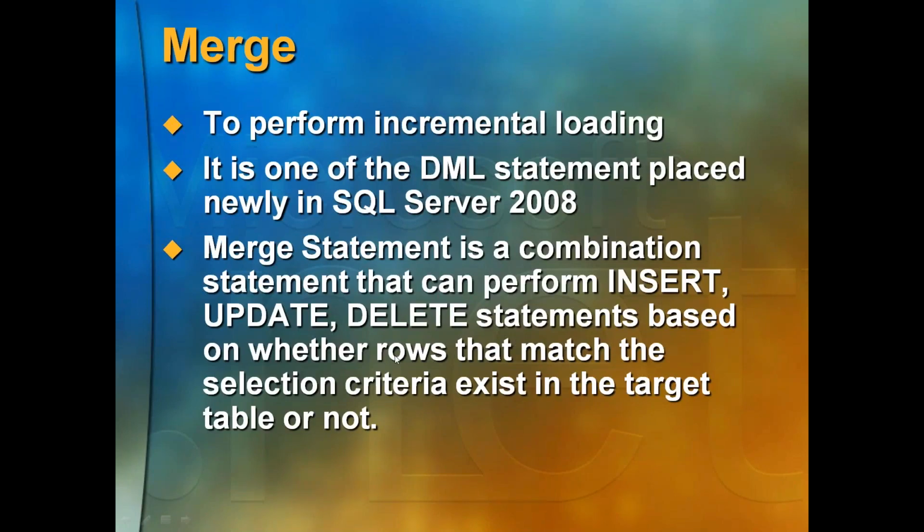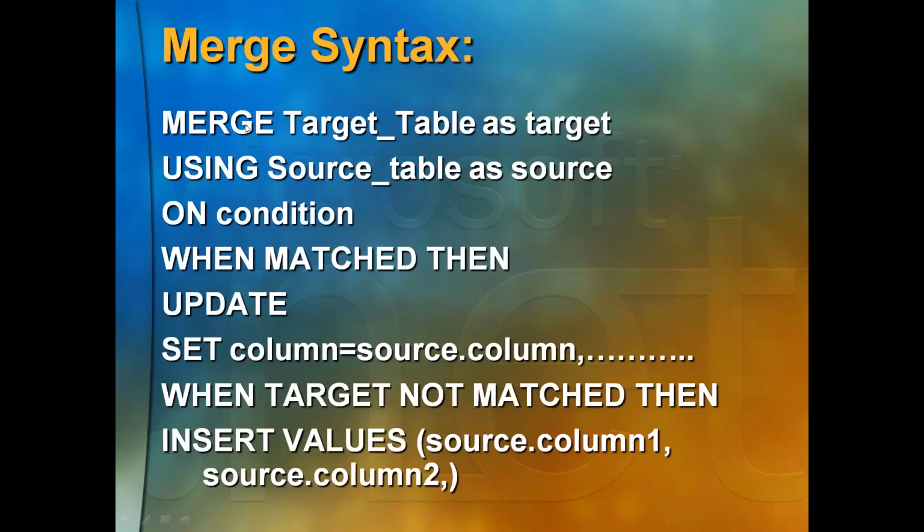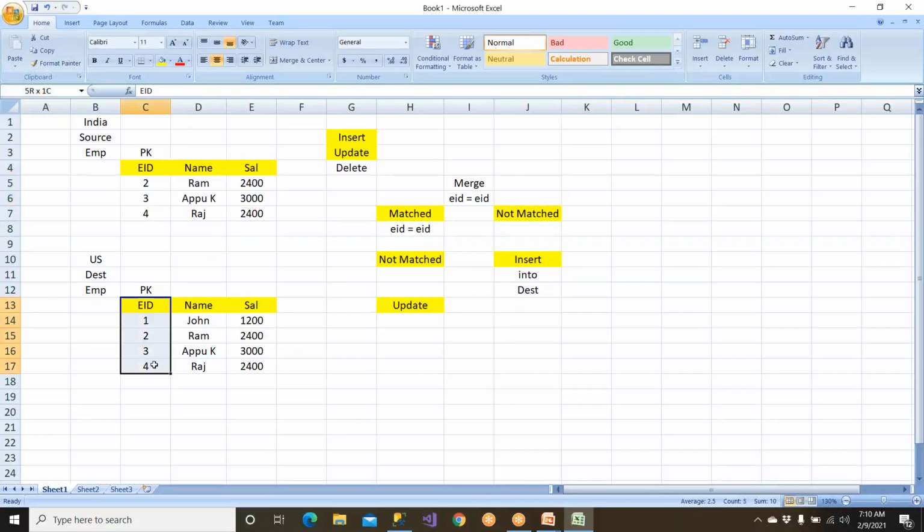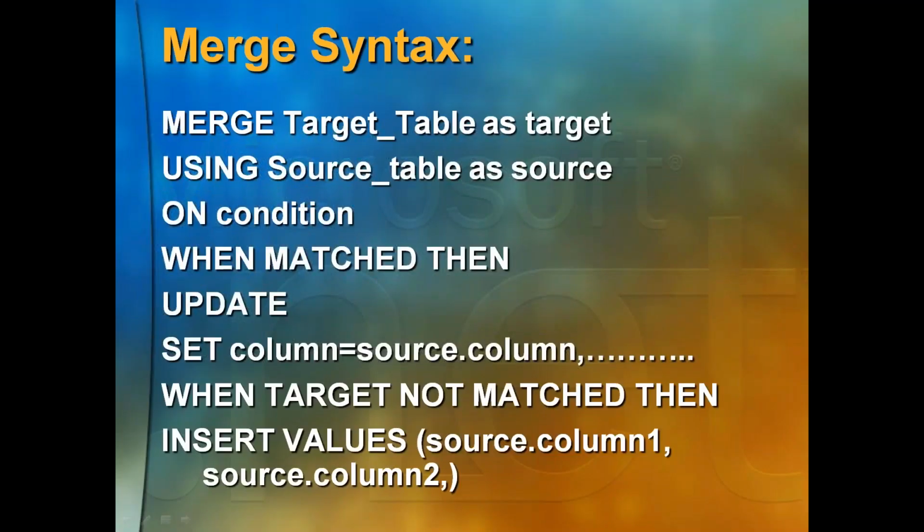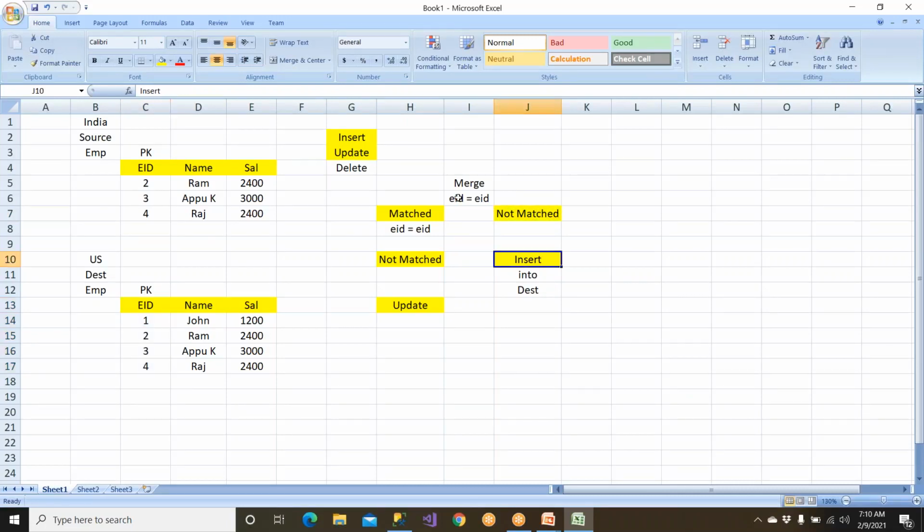To perform the incremental loading, the merge statement is a combination of what? Insert, update, delete statements, based on whether the rows that match the selection criteria exist in the target table or not. So I told you, merge target table as target using the source table as source on condition, when matched. When matched, what is matched? This primary key, we need to use it. When it is matched, then you do something. When not matched, you do something. Clear? So when not matched, we're going to be inserting. When matched, we're going to be updating, and we're going to create one more condition in between. Clear?